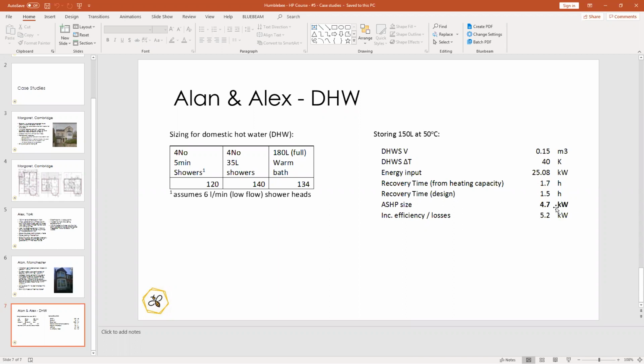So actually, if you had a 1.5 hour recovery time, then the size of your air source heat pump is 4.7, and if you were being traditional like I tend to be, you might add a bit for efficiency losses, or you could really insulate your tank, or get a really insulated tank and not worry too much about that in the meantime.